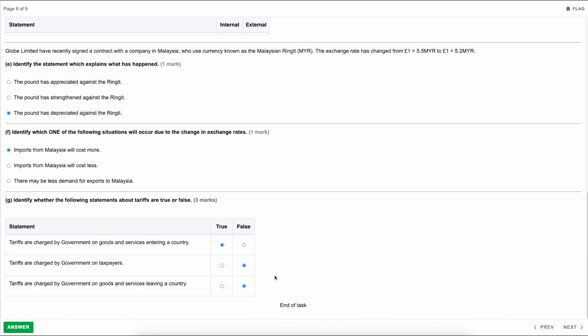So that covers part G, which is our last question on this task, and this is our last task. So that does finish off this paper. So that does finish off this business environment mock walkthrough.